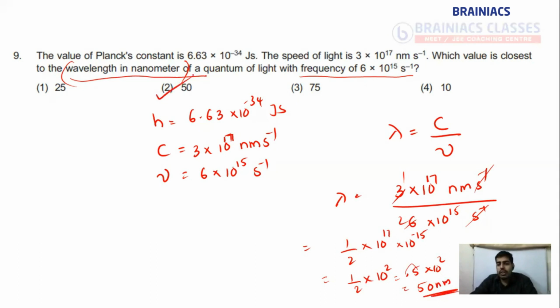Answer option 2, 50 nanometer. I think it's clear. Moving on to next question.